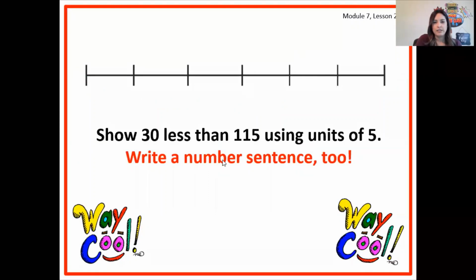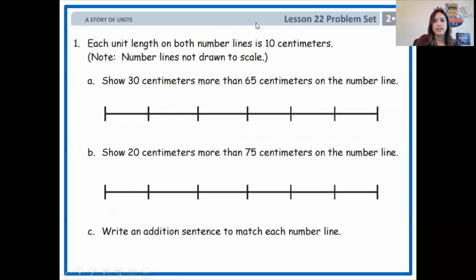Let me see if I can show you one. Right here, lesson 22, problem set. So it's the same thing. See, for A, it says show 30 centimeters more than 65 centimeters. So if it's more, remember your starting point is on the left. If it's less, your starting point is on the right. Don't forget that.